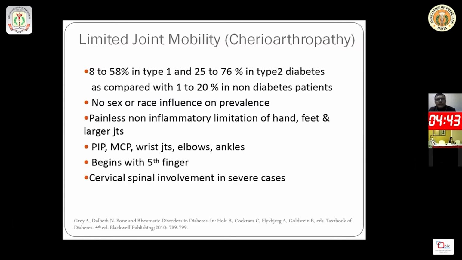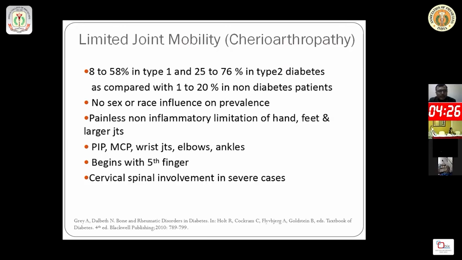Also, there might be limited joint mobility, known as neuroarthropathy, wherein there is no sex or race prevalence, a painless, non-inflammatory limitation of hand, feet, and large joints. The PIP, MCP, and wrist joints, and elbows and ankles are the ones more commonly involved.